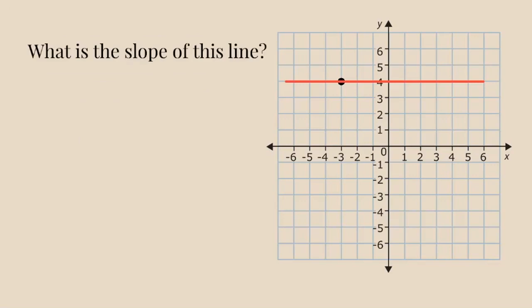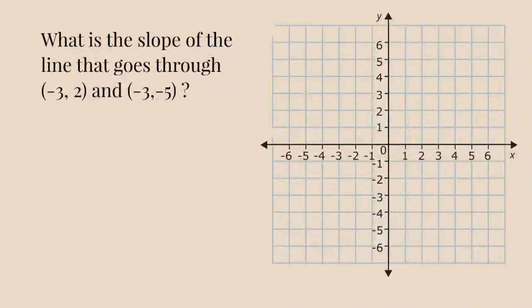Now if we're asked what is the slope of this line, we are running but not rising. Like any flat horizontal line, y does not change. No matter how much you change x, it stays at 4. So the slope is equal to 0.